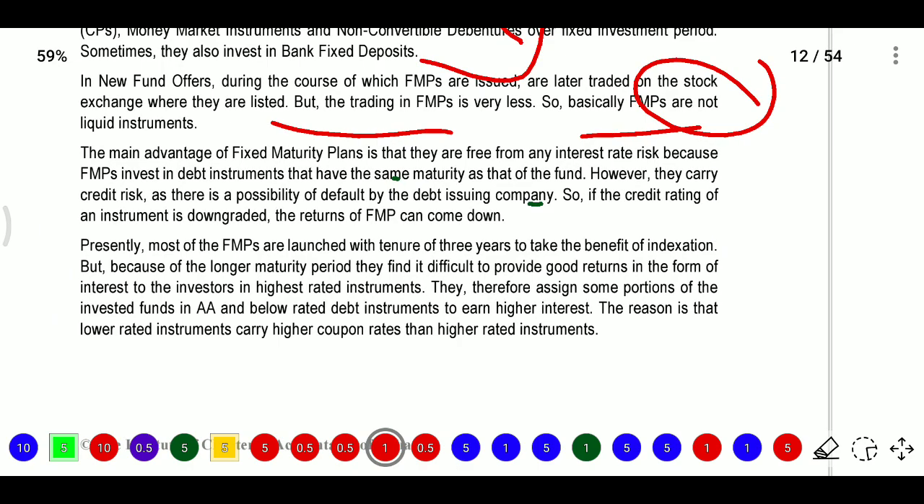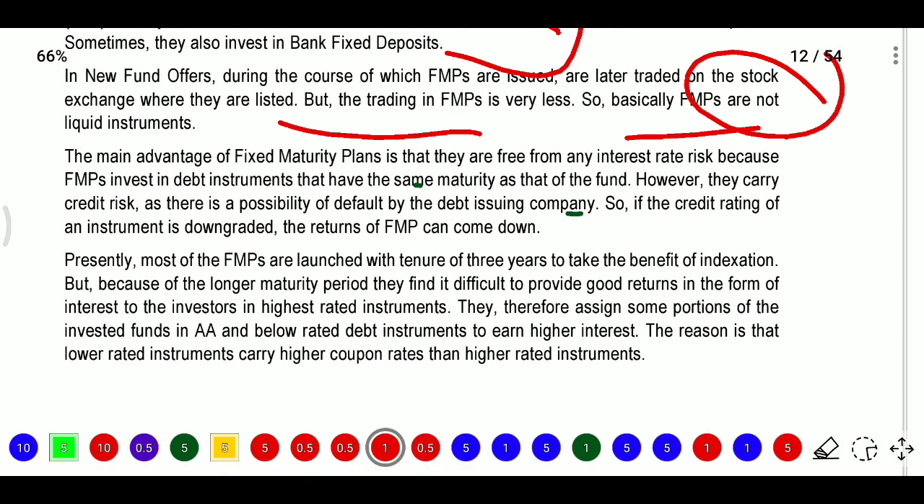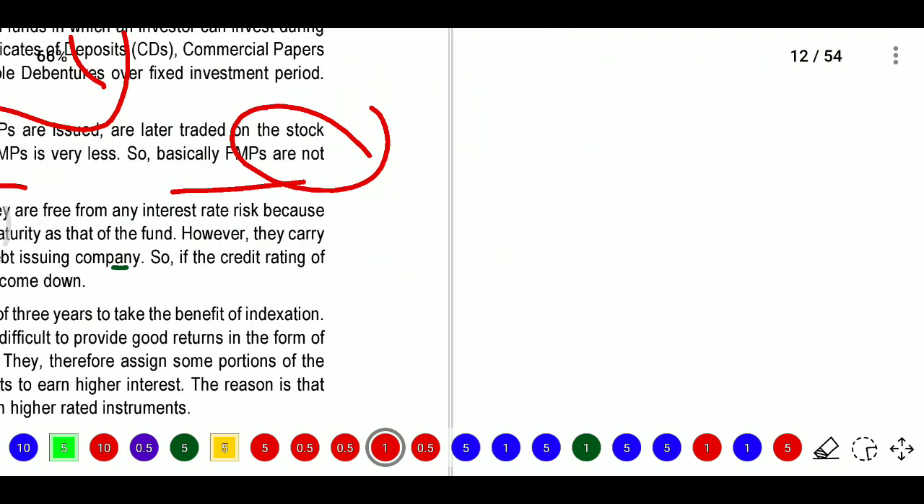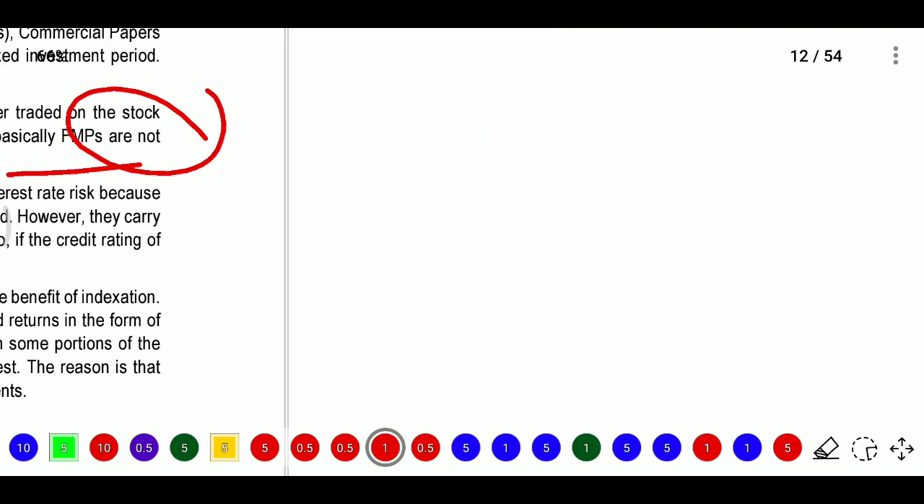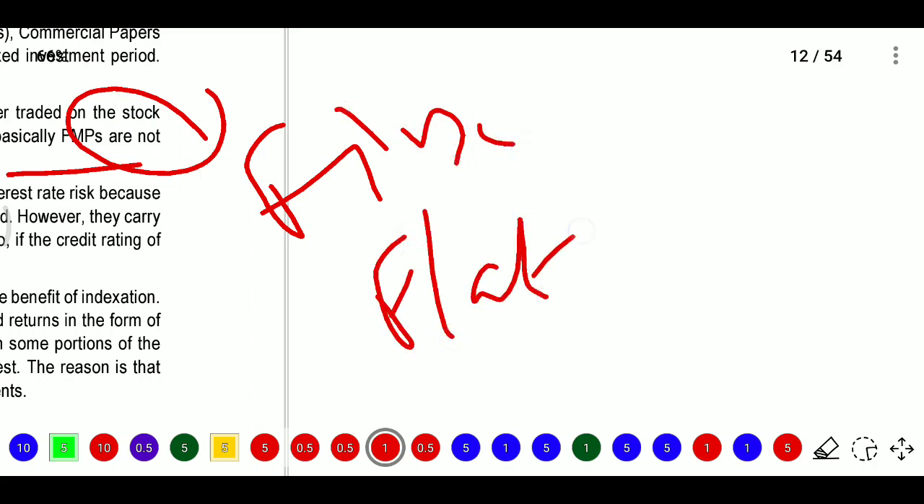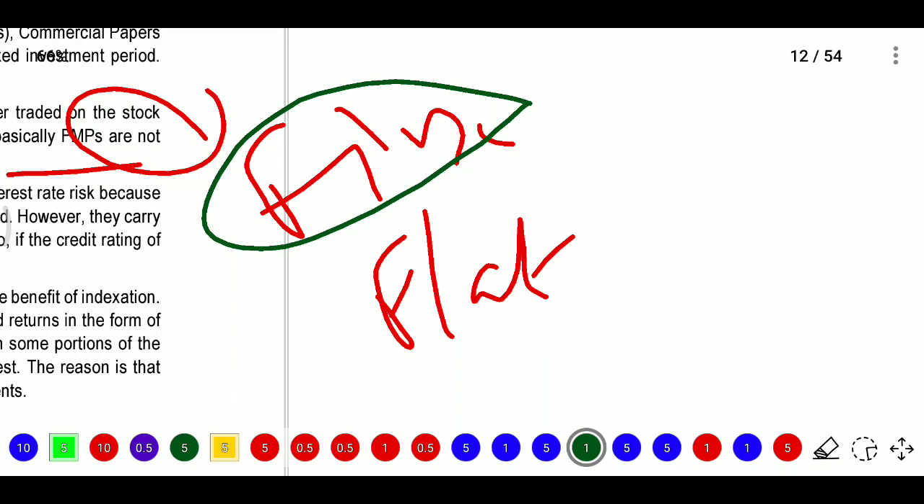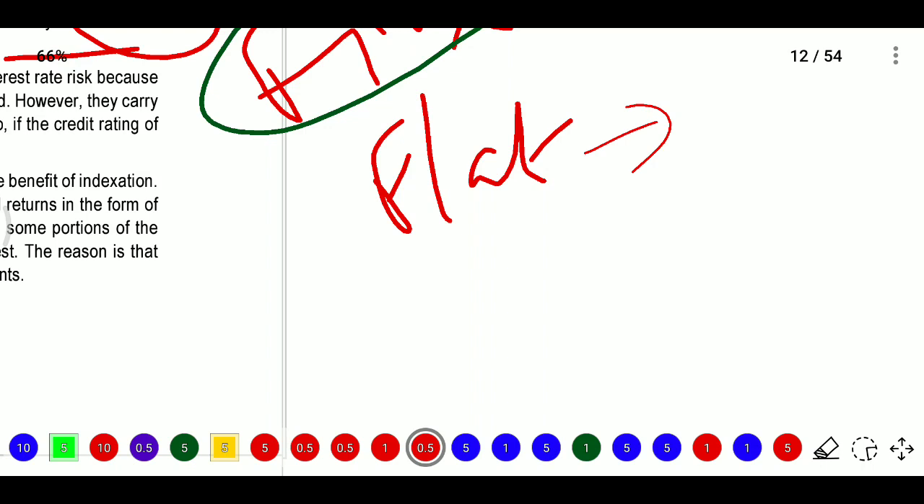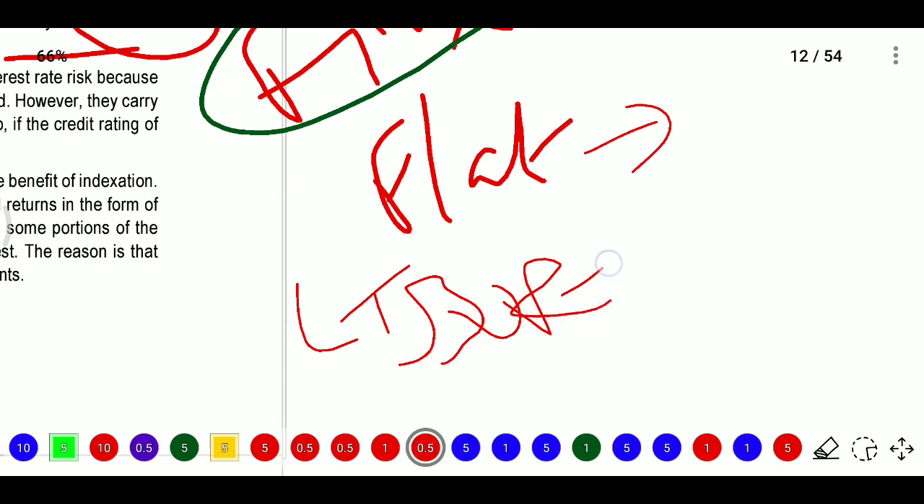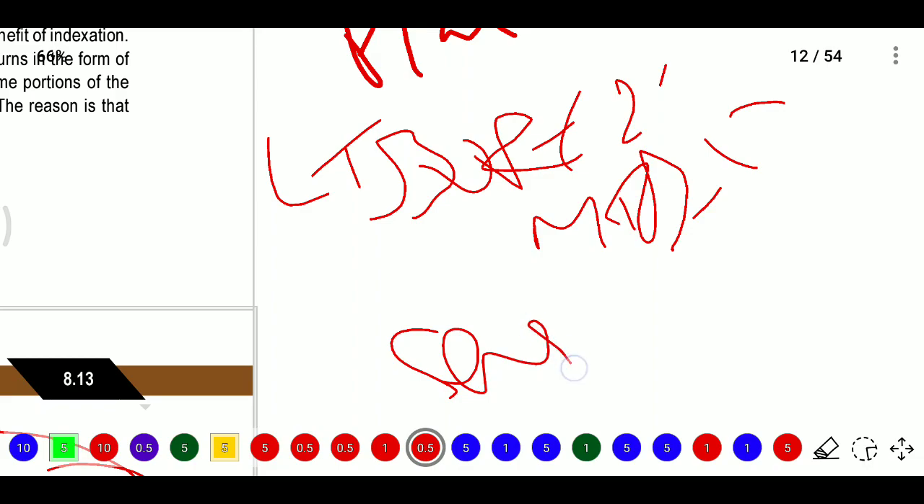The main advantage of fixed maturity plans is that they are free from interest rate risk, because they provide a fixed rate. In interest rates we have different types: one is fixed rate and another one is floating rate. These plans follow the fixed rate, whereas a floating rate is based on some benchmark rate, to which they add some percentage. For example, Libor plus 2%, MIBOR plus 2% or SONIA plus 2%.